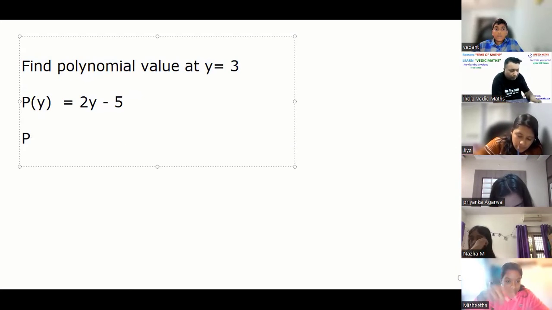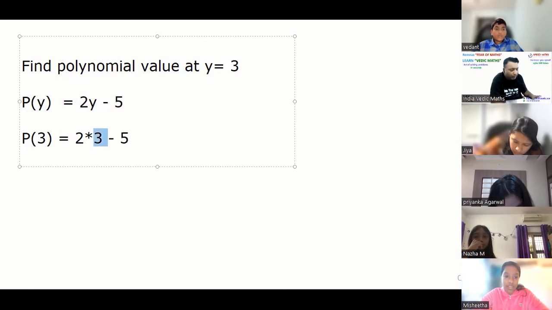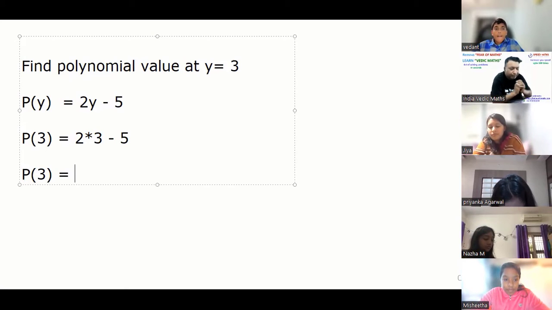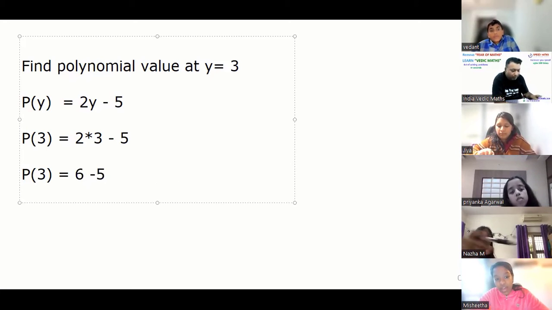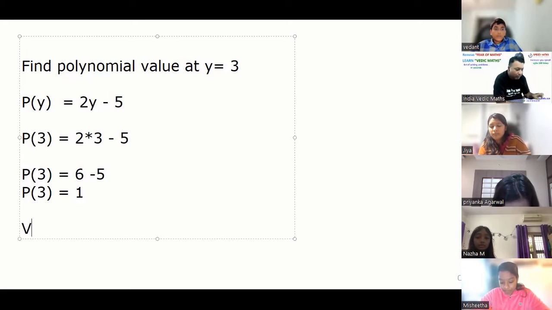So it will be p brackets 3 equal to 2 times 3 minus 5, because you substitute y as 3 into the equation. That is the only thing we have to do. Correct. We have to substitute the value of y equal to 3 in the equation. That's what is important. So 2 times 3 is 6, so 6 minus 5 is equal to 1. So p brackets 3 is equal to 1. You can say the value is 1.